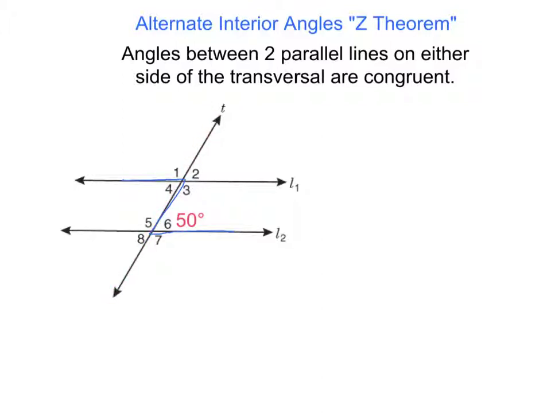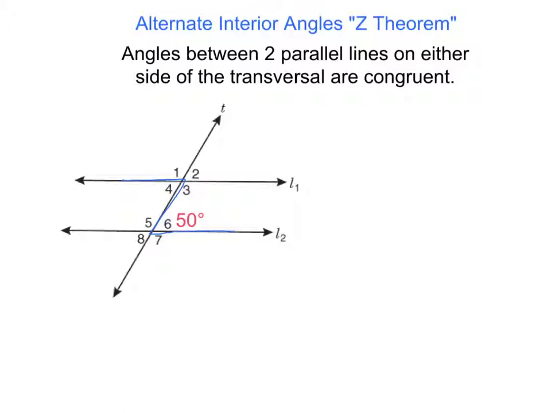We are going to use the Z theorem about alternate interior angles to discover some of the measurements of the missing angles. The Z theorem tells us, we can see the Z here, that angles that are inside the parallel lines and on opposite sides of the transversal are congruent, or the same. So if we look at this example, that would tell us that angle 6 and angle 4 would be congruent because they are both inside the parallel lines and on opposite sides of the transversal.